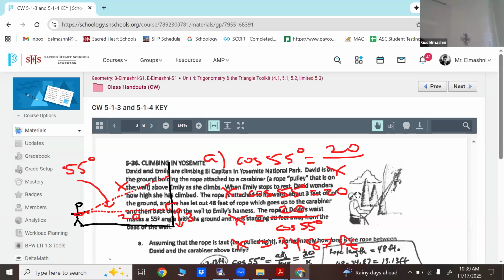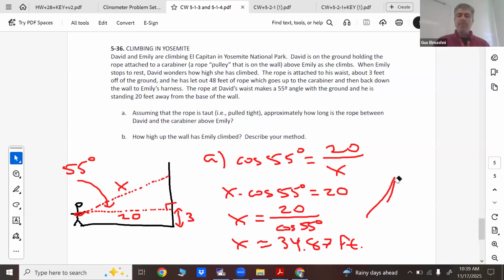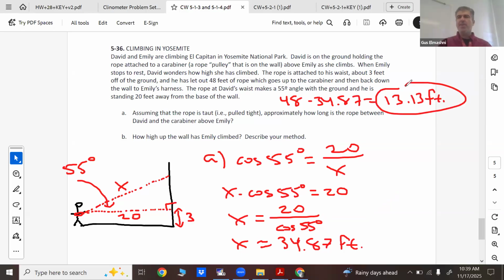So let me do this. We have this right here. It's a little tricky. It's a bonus problem, it's a little confusing. But anyway, 48 minus 34.87. So just take the difference. I think the problem's trying to get too cute, too creative. That's what I mean by cute. I'm just using that loosely.